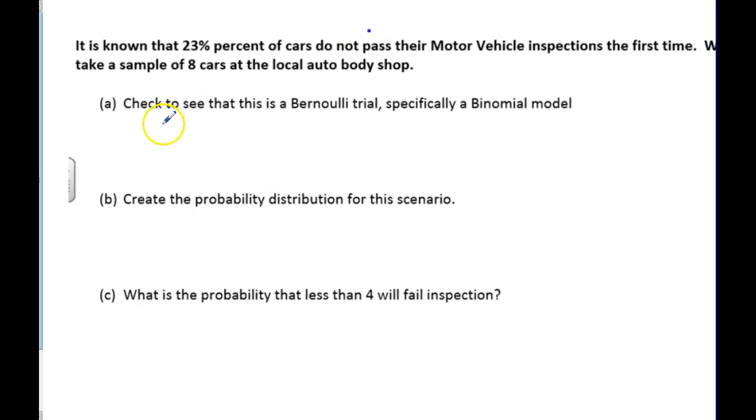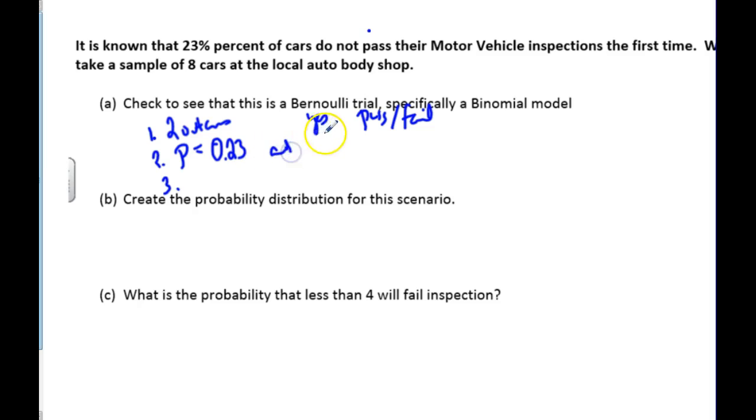So again, let's look at our conditions. Are there 2 outcomes? The answer to that is yes. It's going to be a pass or a fail. The second condition: is the probability of success consistent? That is correct. In this case, we know that 23% fail their car inspection, so we know that that right there is consistent. So this is 0.23 and it is constant.